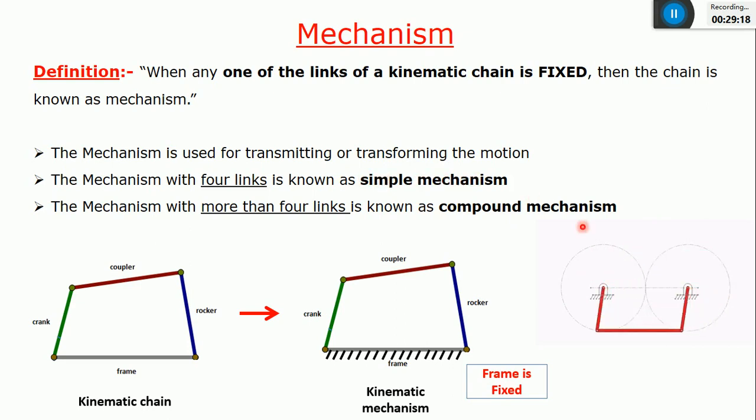Okay, if it is having more than 4 links, or a group of so many mechanisms, I can call that kinematic chain as a compound mechanism. The mechanism with more than 4 links is known as compound mechanism. Okay, so this one is a simple. If the number of links are more than 4, such mechanism is known as a compound mechanism. Okay, so let's take a snapshot of this one. I'll go to the next one.